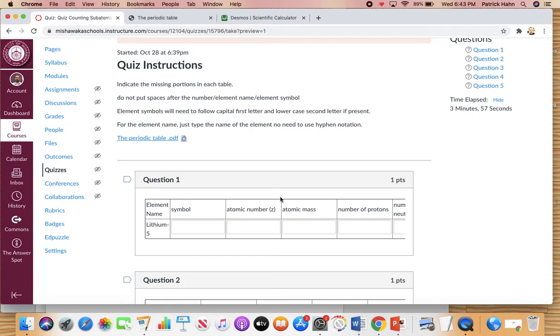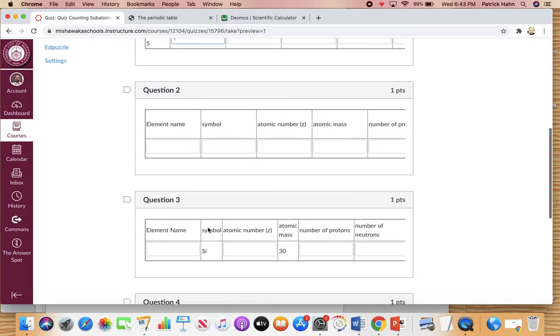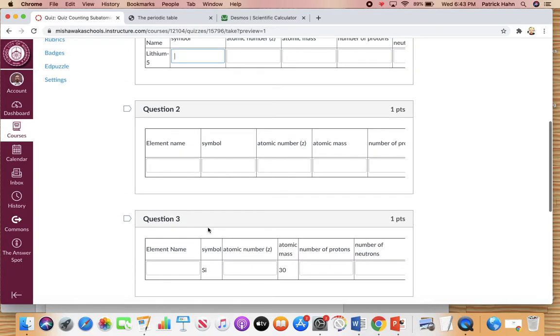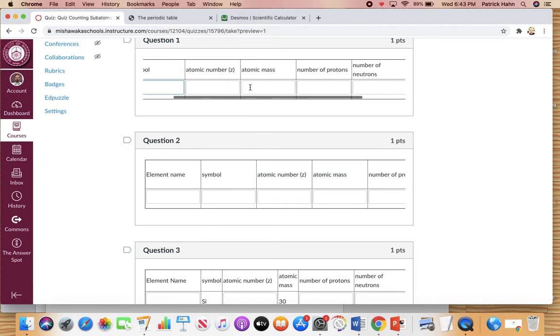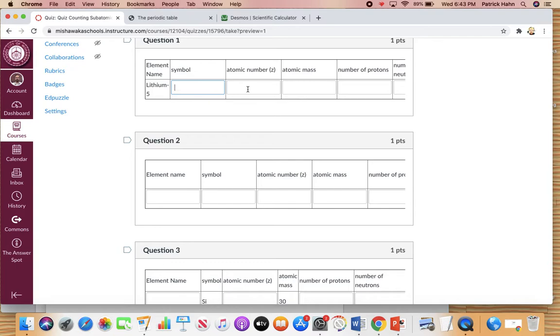So we want to go through the quiz. You guys are going to have the same first 3 questions. Everybody else's questions are going to look a little bit different after that. But it's going to give us an element name, an atomic number, atomic mass, number of protons, number of neutrons, and number of electrons. Okay, and so here in the first question I've said lithium-5.